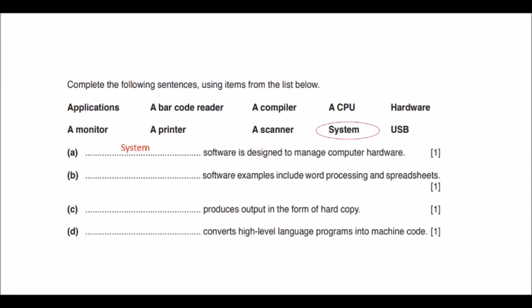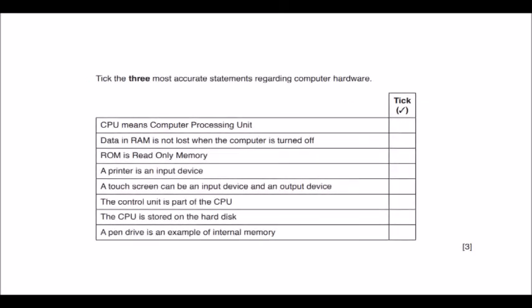Next. This type of software is an example. Dash software examples include word processing. What is that? That's an application software. The third one produces output in the form of hard copy. Of course, that one is a printer. And finally, convert high-level language program into machine code. Can you remember that? We just talked about it a few seconds ago. That is a compiler. Excellent. Next question.